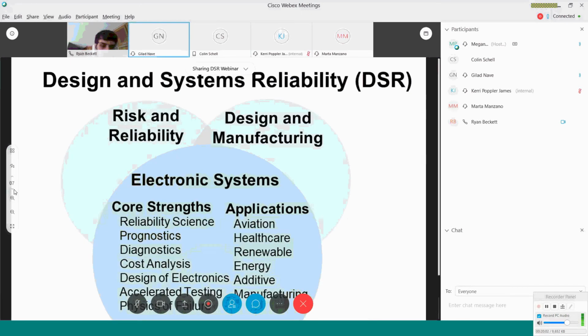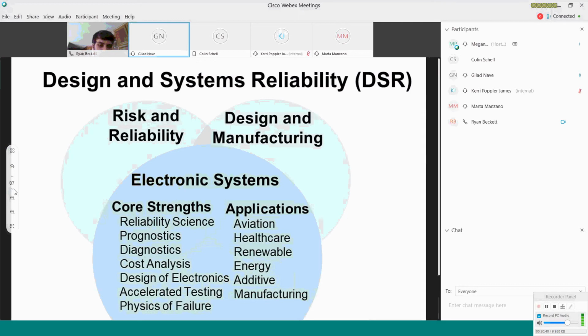Our third area is our electronic systems group. I hope you can see the whole screen here. Okay. With our electronic systems group, you'll see there's a little overlap with the other two areas, because what's happening there is you're taking the technologies from both risk and reliability and design and manufacturing and focusing on a specific type of application. And that application is robustly designed electronic systems where there's a reduced risk of mechanical failure.